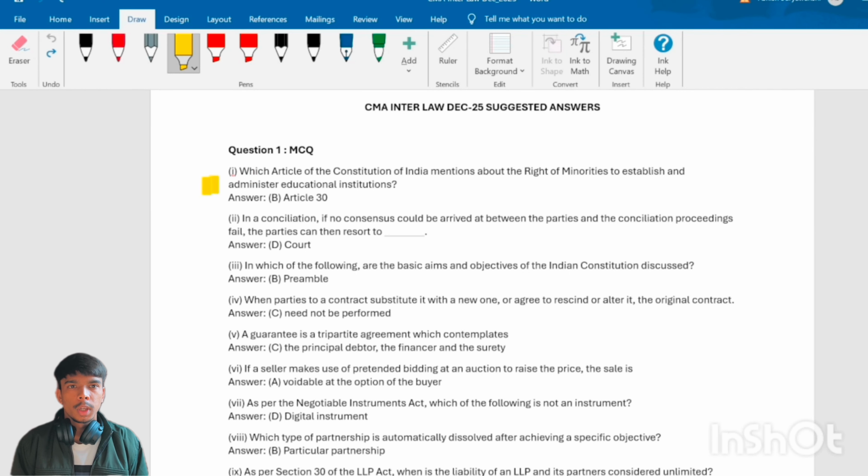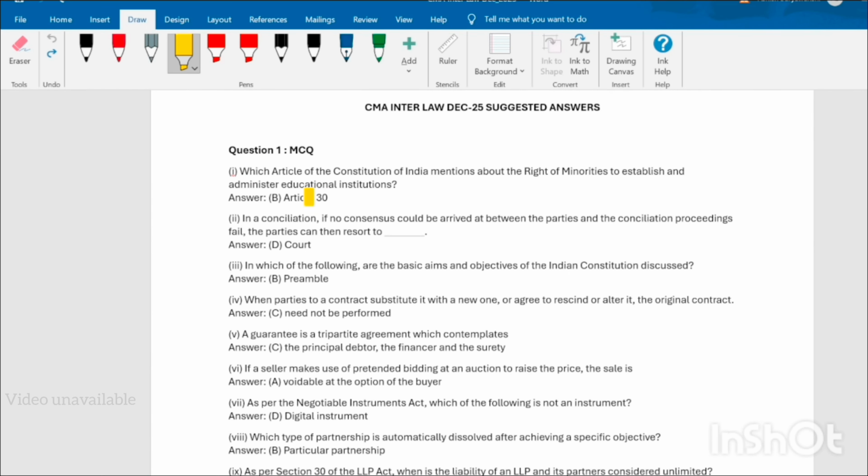So hello and welcome. Here is the suggested answer for CMA Intermediate Law December 25 question paper, which was held on 10th of December. So I am here with the solutions of questions. Let's begin with the MCQs. So here the first MCQ.